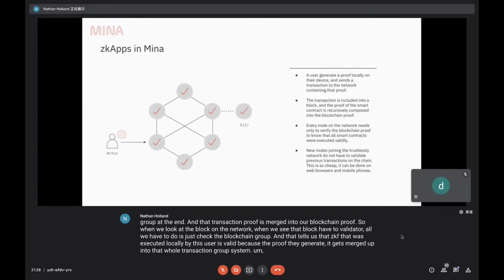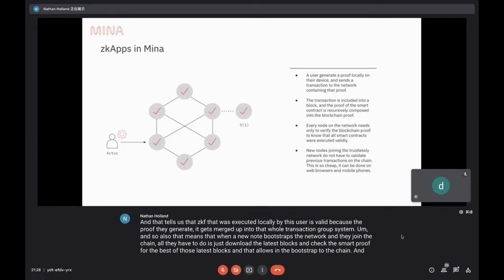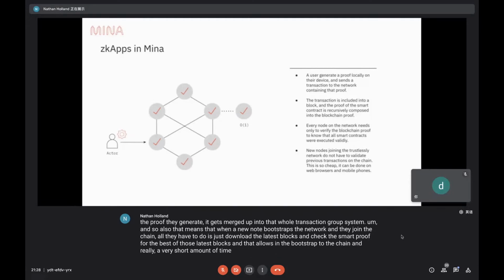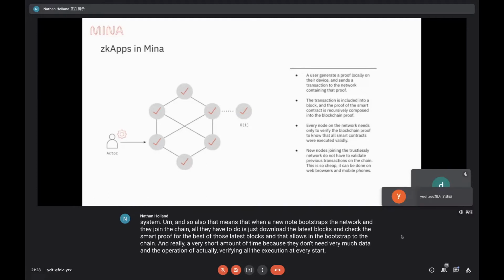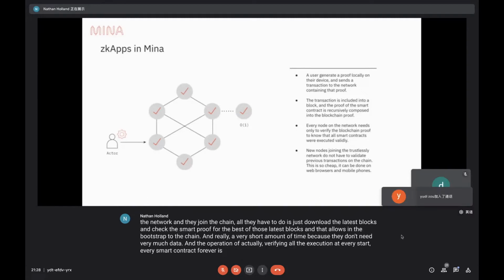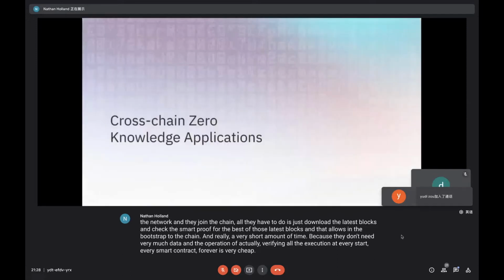And so also that means that when a new node bootstraps the network and they join the chain, all they have to do is just download the latest blocks and check the snark proof for the best of those latest blocks. And that allows them to bootstrap to the chain in really a very short amount of time, because they don't need very much data. And the operation of actually verifying all the execution of every smart contract forever is very cheap. So hopefully that all made sense.